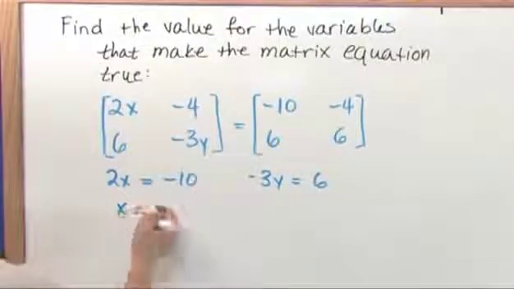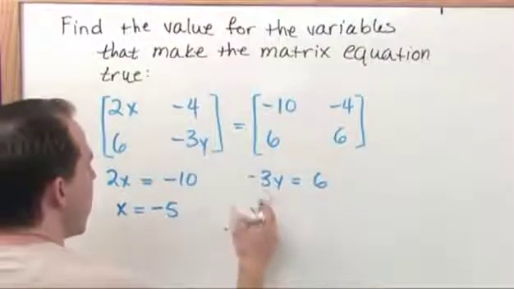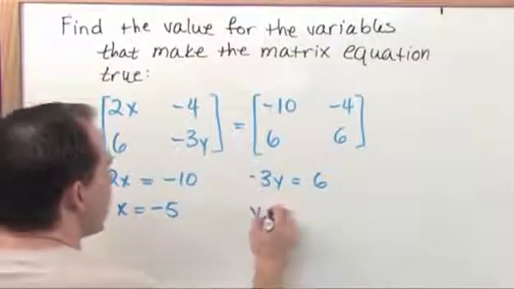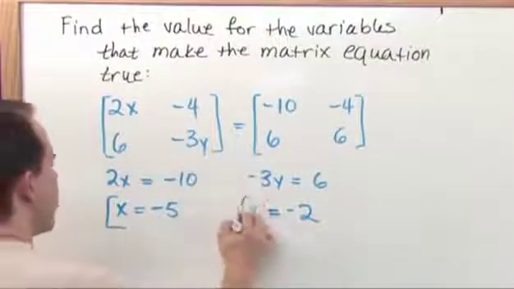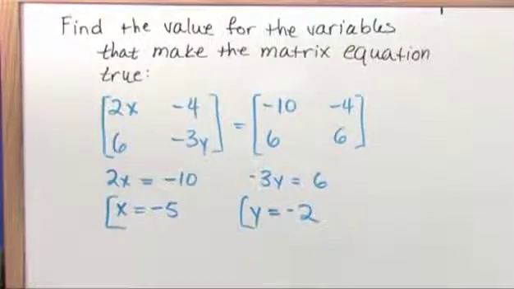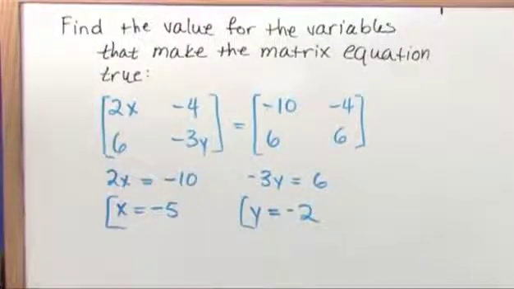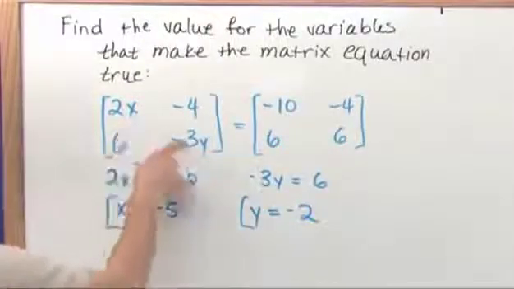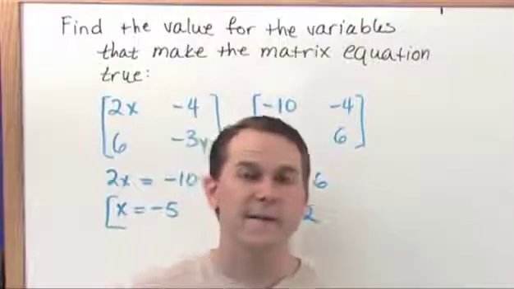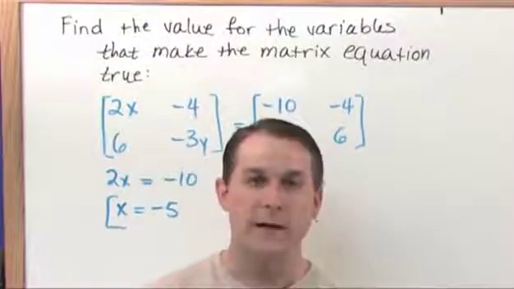I think you should know that you just divide by 2 on both sides, you get -5. And then here, for y, you're going to divide by -3 on both sides, so you're going to get -2. So if x is equal to -5 and y is equal to -2, if those two things are true, then this matrix is equal to this matrix. If x and y have any different values than that, those matrices are not going to be equal to each other. So that's a very, very simple matrix equation.